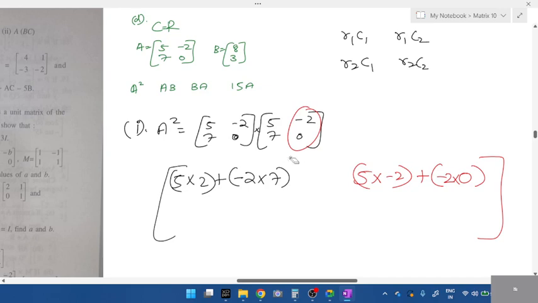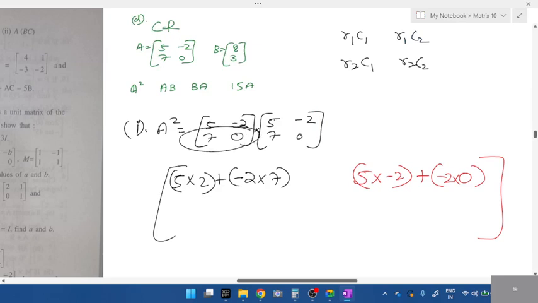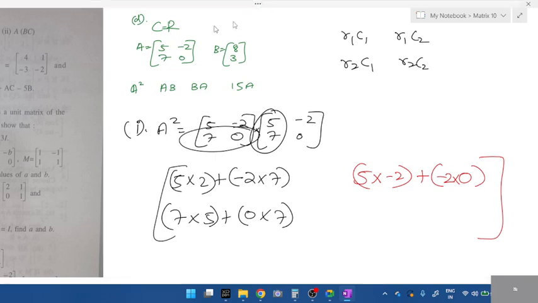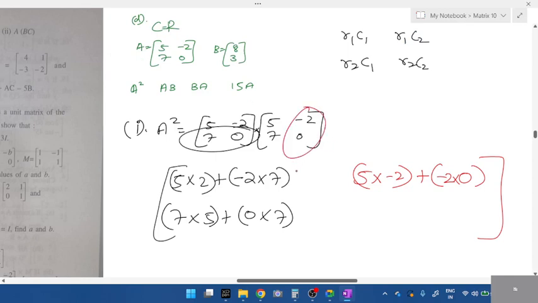First row is done. Tell me the second row, first column. 7 into 5. First element, then 0 into... No, no. How come 5 into 7? Second row as it is, second column. See this formula. Can you see R2C2? Just follow this, students. You don't have to memorize. What does R2C2 mean? Row 2 from the first one and column 2, right?